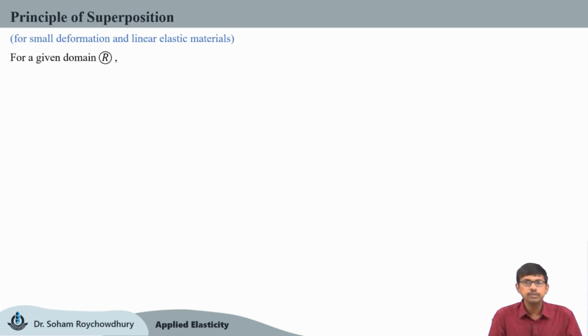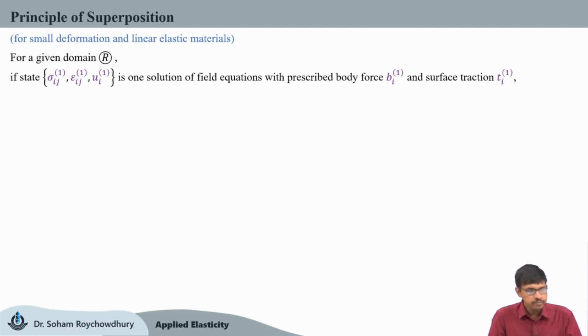Now, for a given domain R, or within the total volume of the material, consider one solution of the field equations to be sigma_ij^1, epsilon_ij^1 and u_i^1. So, sigma_ij^1 is the first set of stress components, epsilon_ij^1 is the first set of strain components, and u_i^1 is the first set of displacement components, which altogether represent one possible solution of the field equations of elasticity for a problem which is subjected to prescribed body force B_i^1 and surface traction T_i^1.